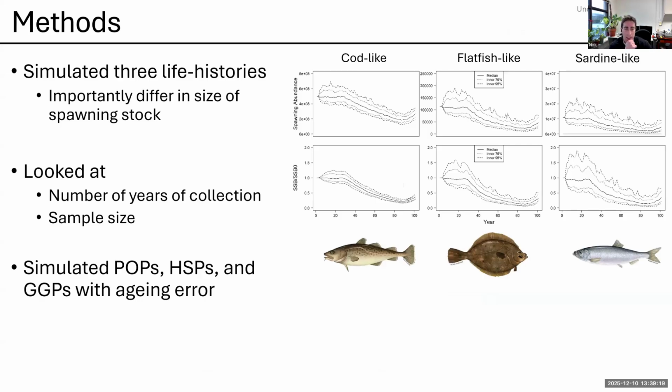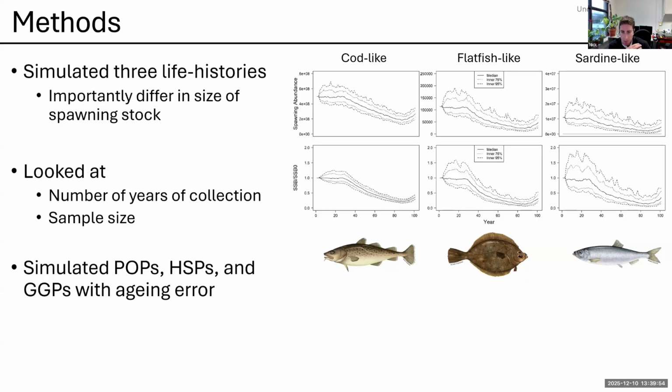So I looked at 3 different life histories that importantly differ in the size of the spawning stock. We have a cod-like population, a flatfish-like population, and a sardine-like population. Cod, at the end of the time series, is around 200 million spawners, flatfish around 50,000, and sardine around 5 million. And I looked at, with respect to close kin, how many years you collect close kin, and also the annual sample size level you're collecting. So I simulated parent offspring pairs, half sibling pairs, and grandparent grandchild pairs with aging error.